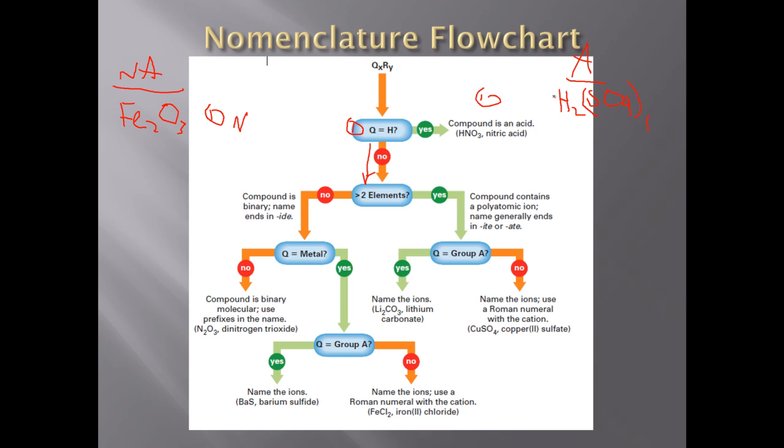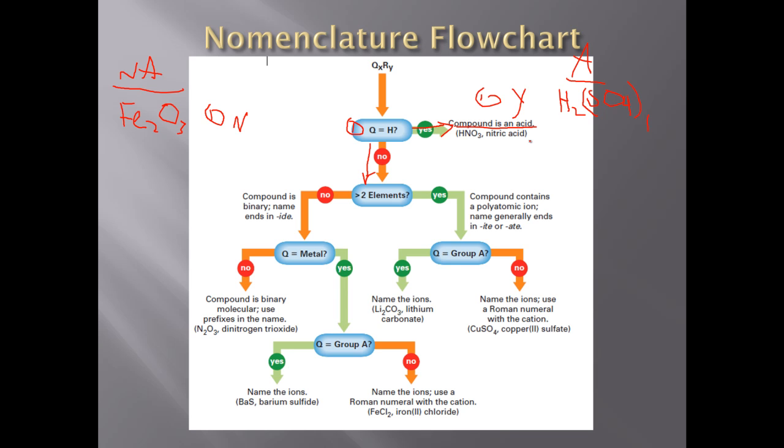Over here, okay, Q is, so that's a yes, so we go that way. And so it says compound is an acid. So now you need to go and use the rules of this video to name it. All right, so you have to know those 3 rules, which were if it is a binary acid, meaning it's just 2 elements, change the ending from IDE to IC and put the prefix hydro.